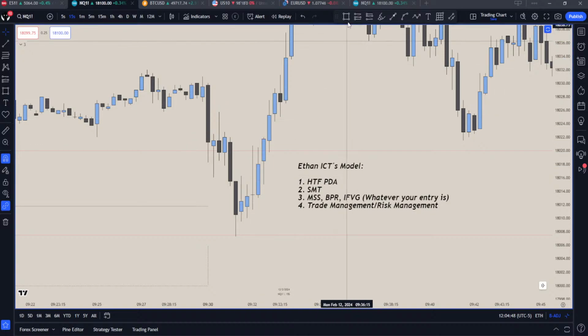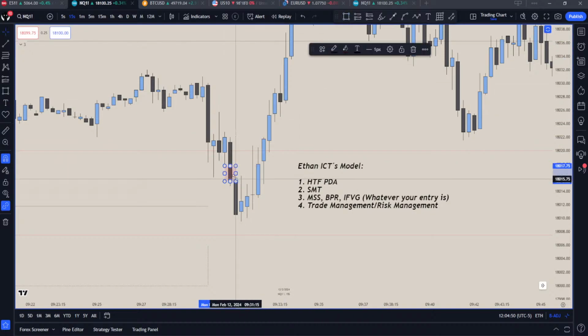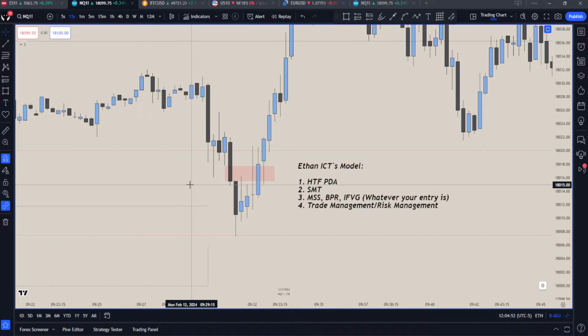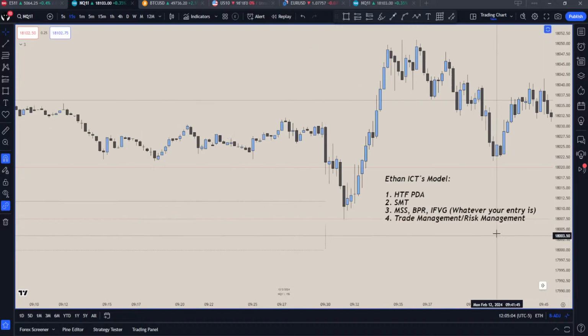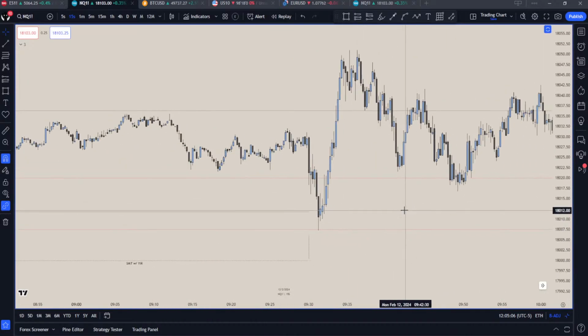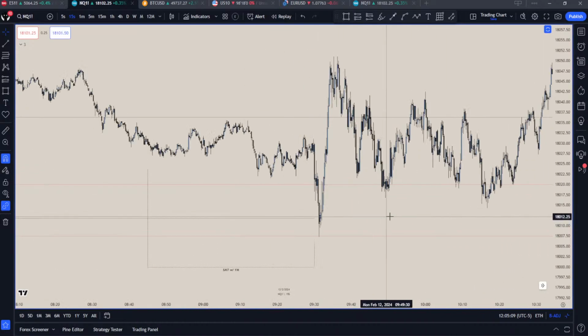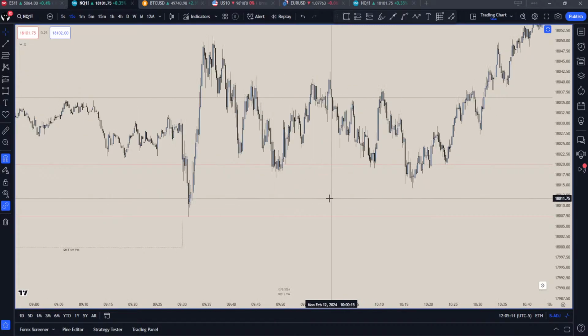We don't necessarily have a balanced price range here, but we do have an inversion fair value gap, right? And so over here we have another inversion fair value gap, and we also have a balanced price range. So there's a bunch of entry opportunities here for you guys. I think at the end of the day, what really matters is just that higher time frame narrative, right? That tells us whether we're going higher or lower.